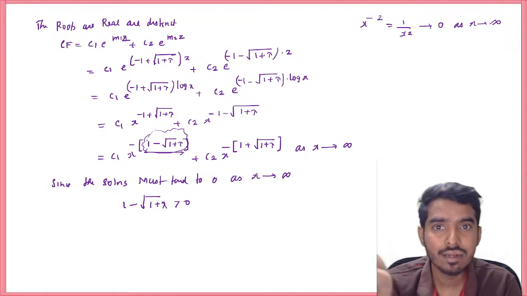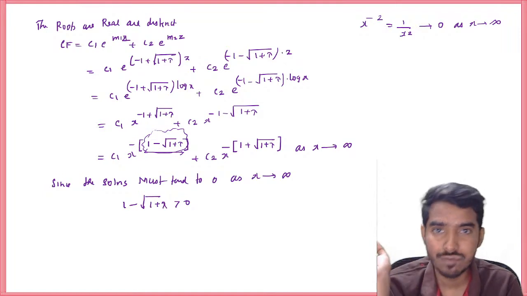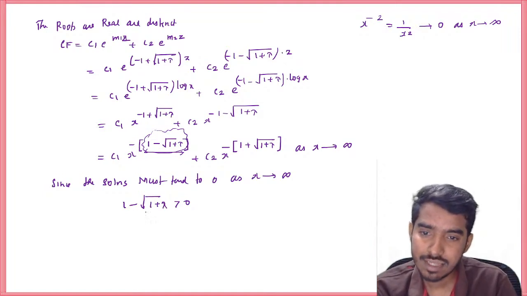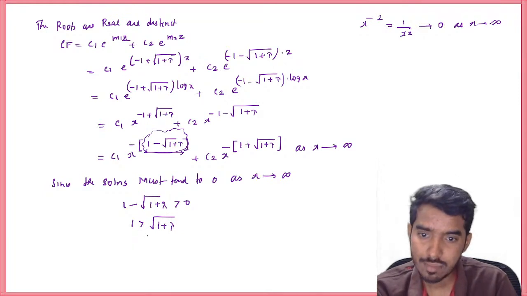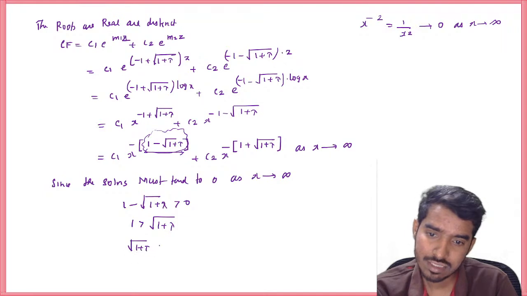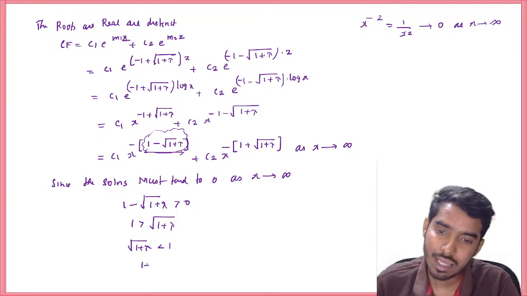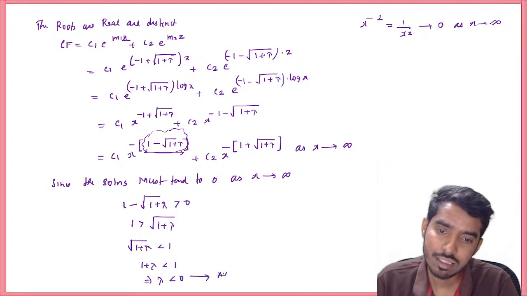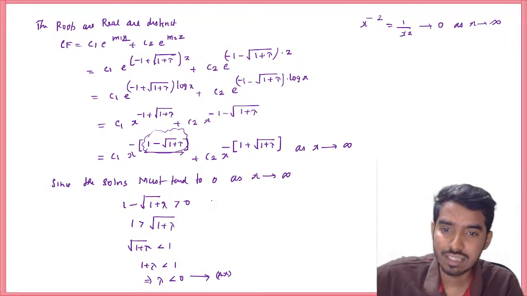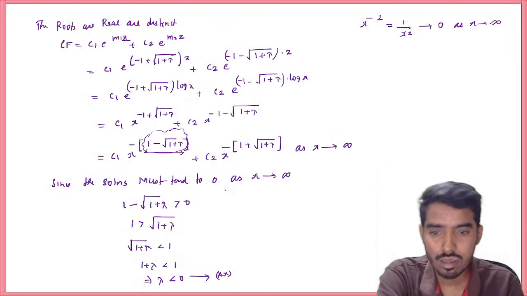Then when we have a negative number, I can write this as 1 by something, and that 1 by something will tend to 0 as x tends to infinity. So 1 is strictly greater than root of 1 plus lambda. This is the same as root of 1 plus lambda is less than 1. So squaring on both sides, we will have 1 plus lambda is less than 1. This implies lambda is less than 0. Call this double star.